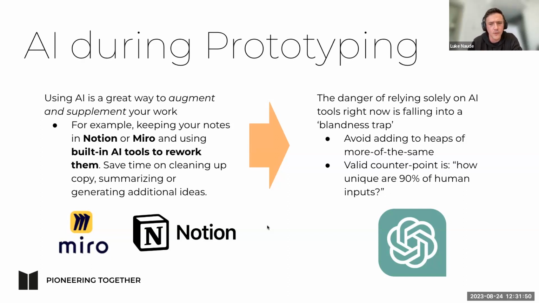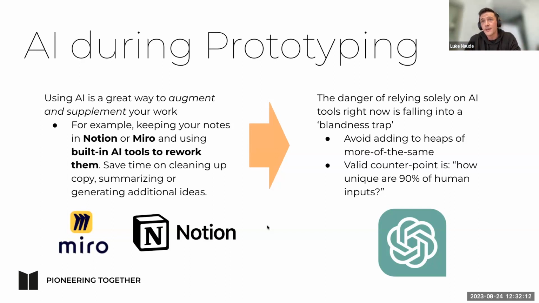And I think that is all kind of part of prototyping. There's obviously a prototype, but then the prototyping is also a process. It's not necessarily just the prototype output. It's the process of prototyping as well. So you're saving time on cleaning up copy, summarizing or generating additional ideas.